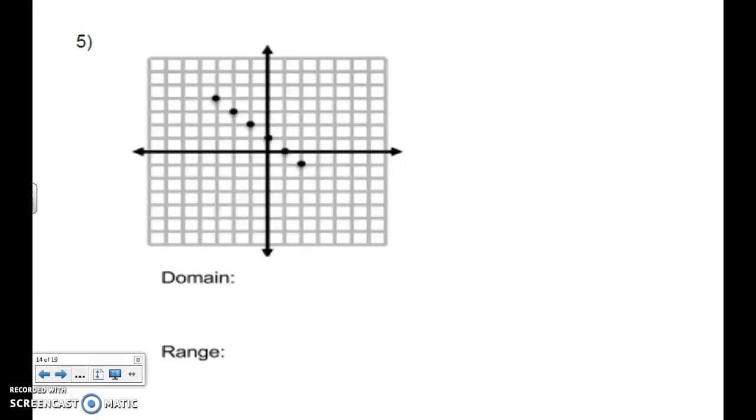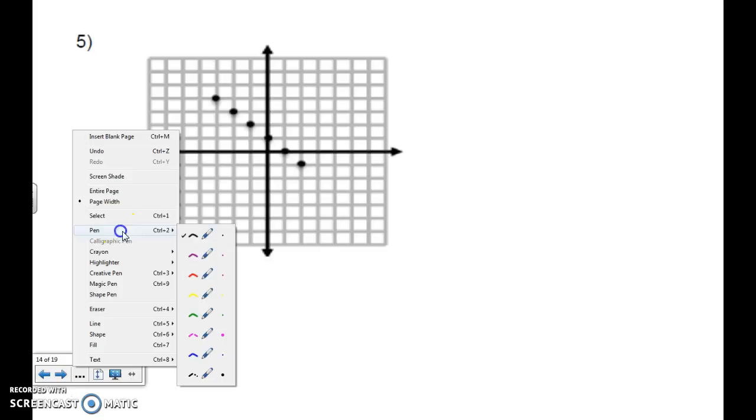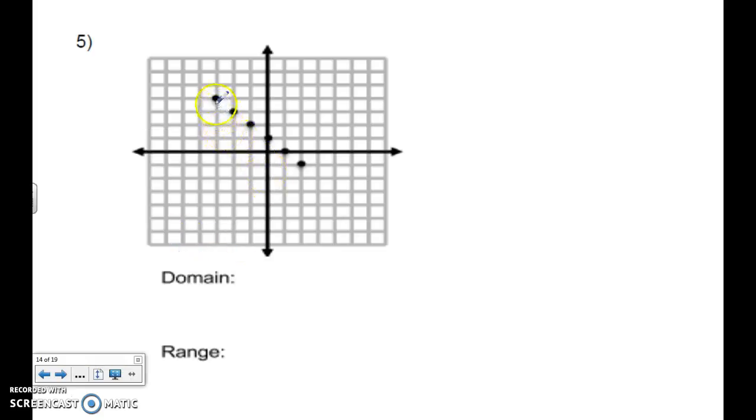Okay, so we are now looking at graphs and trying to identify the domain and range of the graphs. Remember, domain deals with all the x values that exist, and range deals with all the y's. So if I look at this point, that point kind of looks like it's -3, +4. So I got -3, +4 as a point.